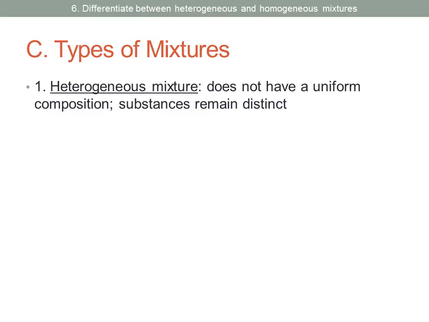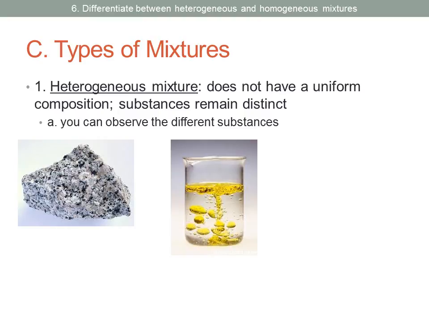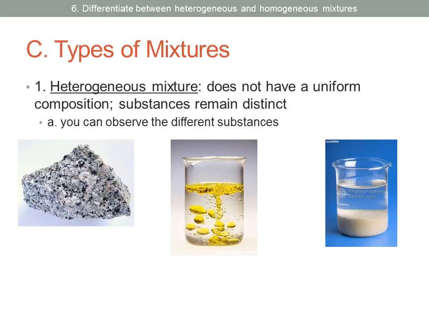In a heterogeneous mixture, the mixture does not have a uniform composition, and the substances remain distinct from each other. In other words, you can observe the different substances in the mixture. Here are some examples. Here's a picture of some granite. You can see the different substances in it. Here is a picture of oil and water. And then here is some sand in water.